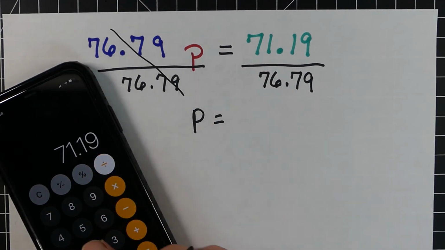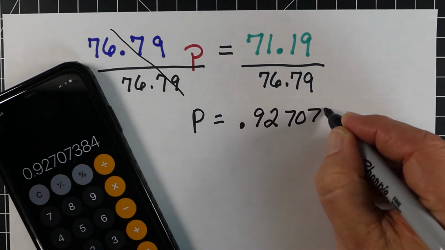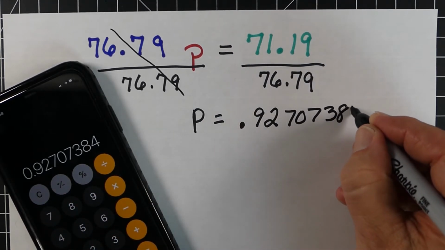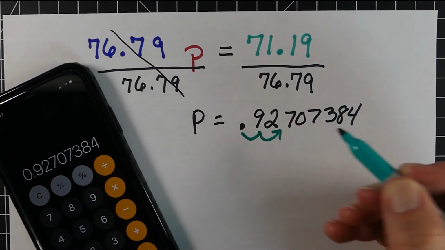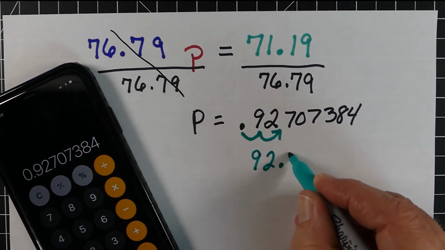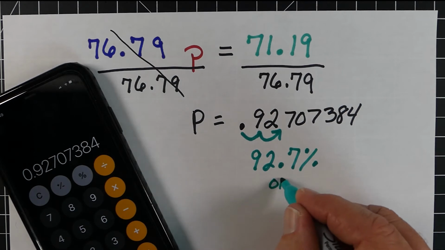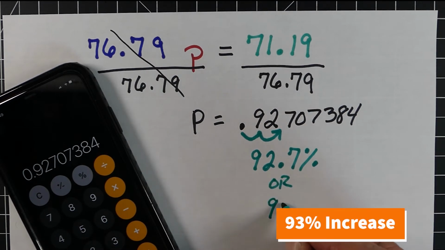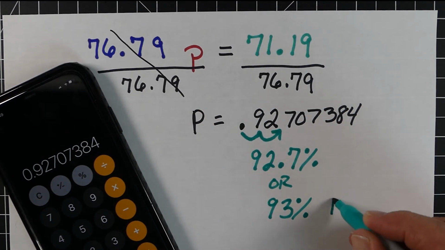And when we do that, we get our decimal of 0.927073 and so on. So pretty close to 100%. Once we multiply it by 100, we end up with 92.7%. If you want to round that off to a whole number, we could call that 93%. So we'd have a 93% change. Now, because the amount went up, that would be a 93% increase.